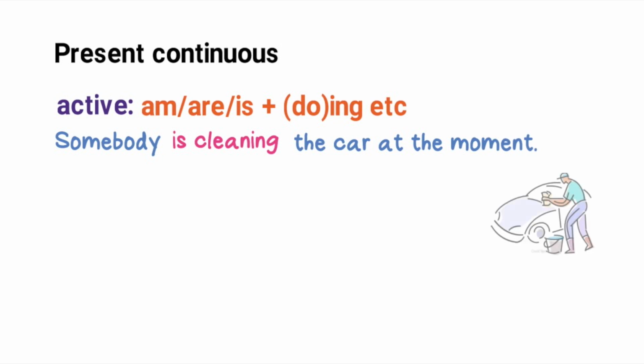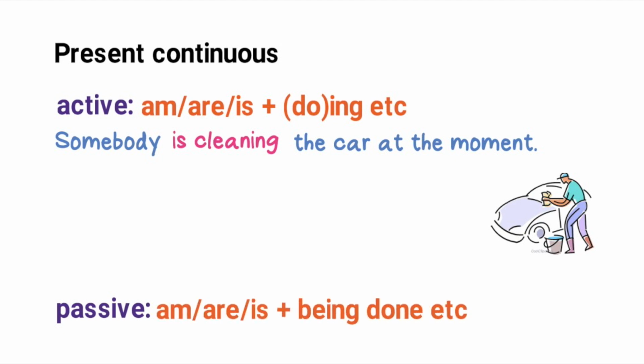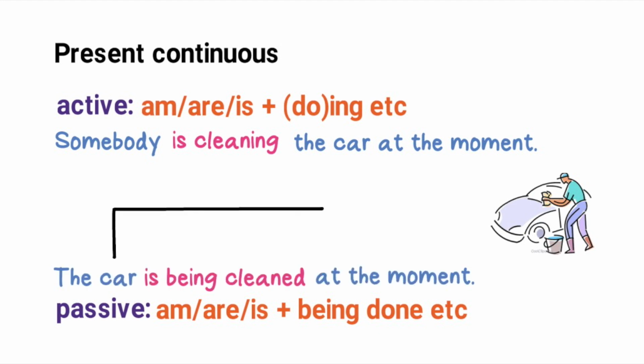It is happening now. Turning this into a passive, we use the form am or are or is plus being plus the past participle. So here, being done or being cleaned. The car is being cleaned at the moment. We don't know who is doing it. We don't care who is doing it. It is the action that is happening to the car that we are interested in. So we use the passive.